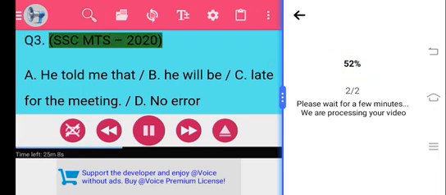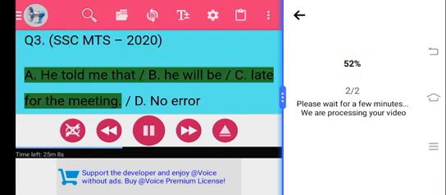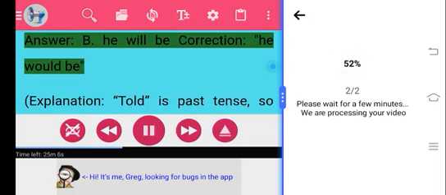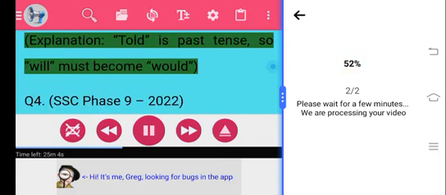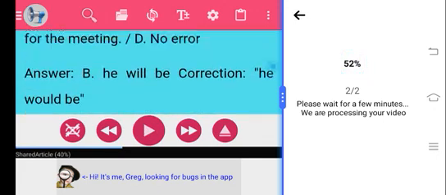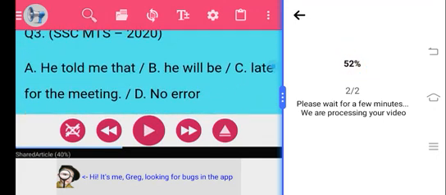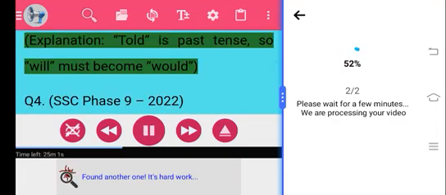Q3. SSC MTS 2020. He told me that, B, he will be, C, late for the meeting. D, no error. Answer: B, he will be. Correction: he would be. Explanation: Told is past tense, so will must become would.